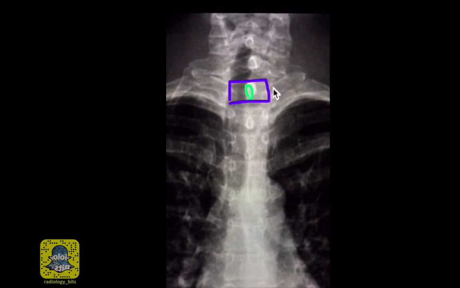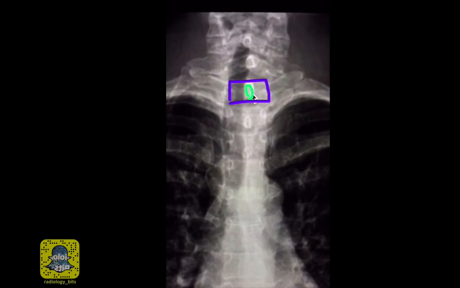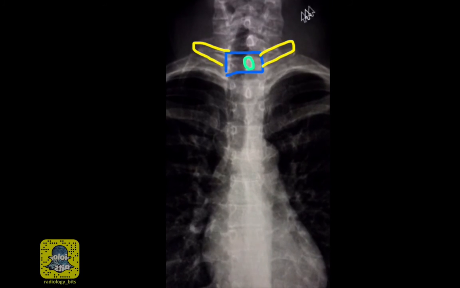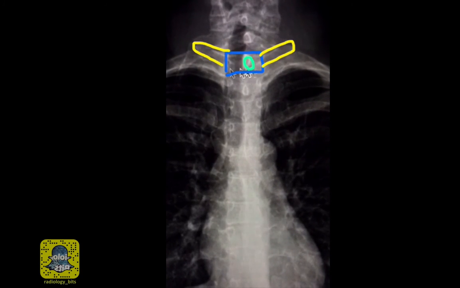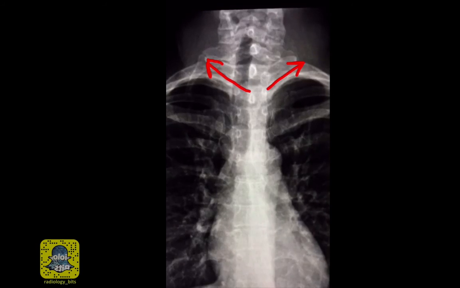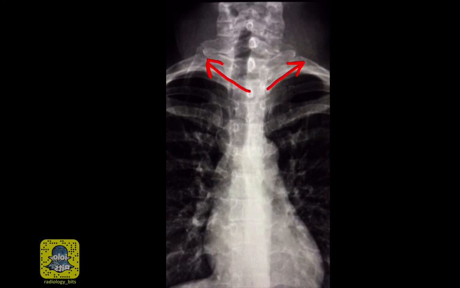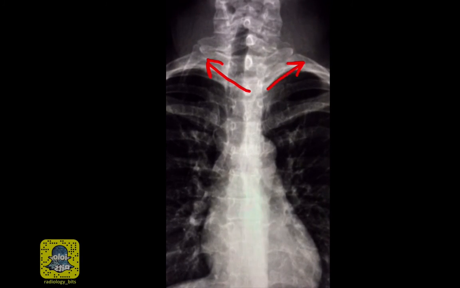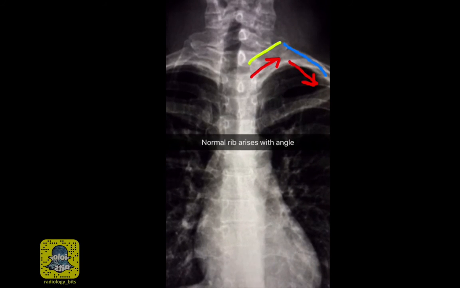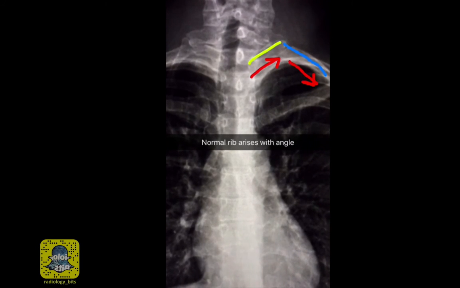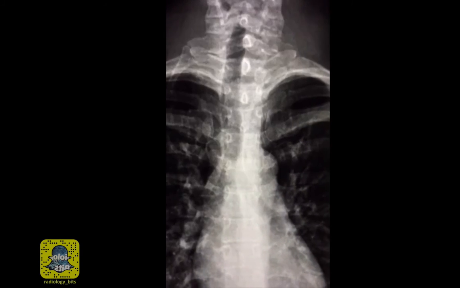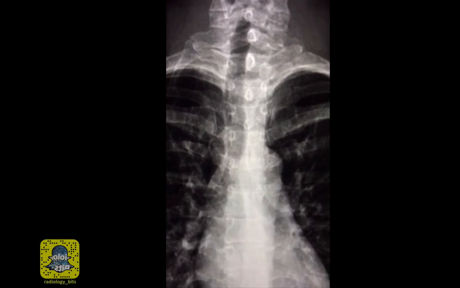This is the first thoracic vertebral body. This is the spinous process. And you have these osseous extensions to the side of the vertebral body. These are the transverse processes. Note how the transverse process of the thoracic vertebral body points upwards. And also note how the first rib has a downslope arising from the transverse process. This creates an angle.